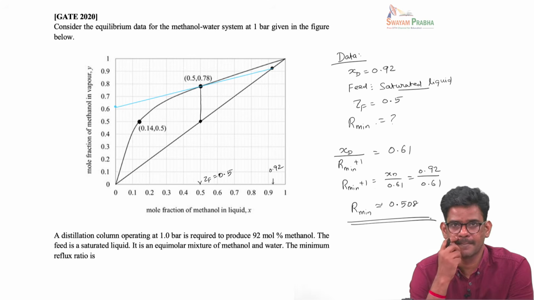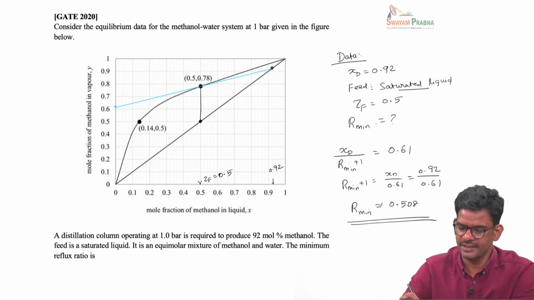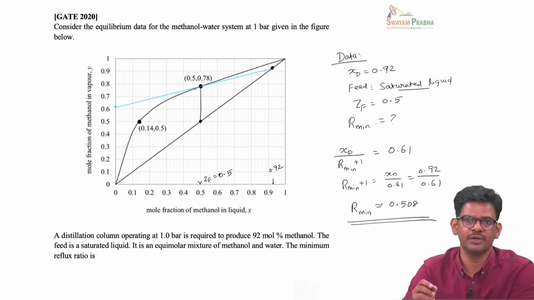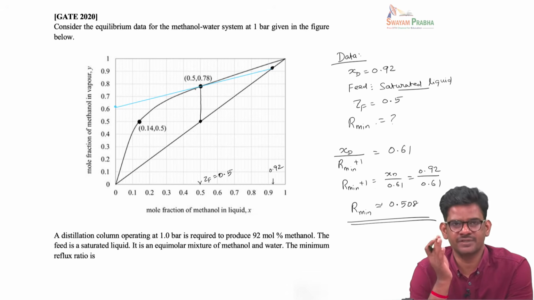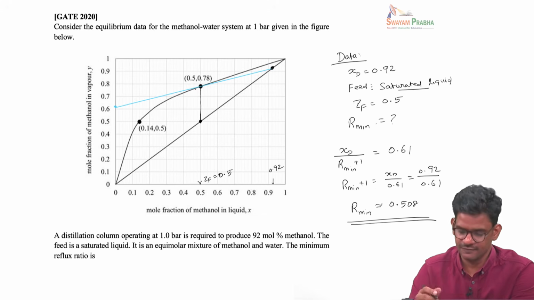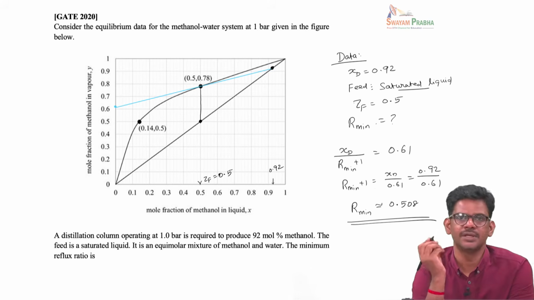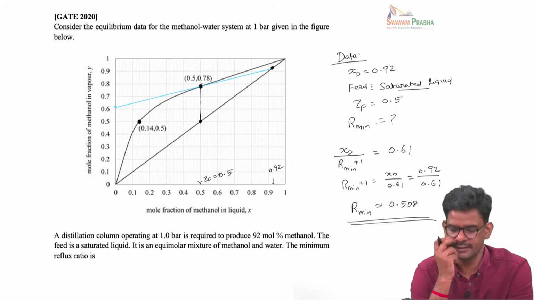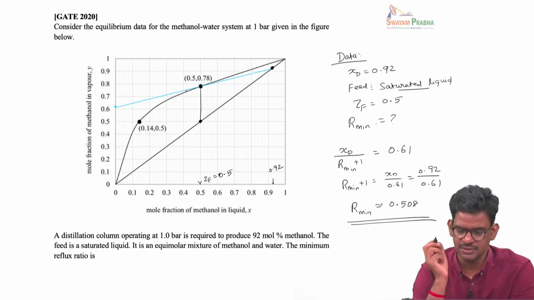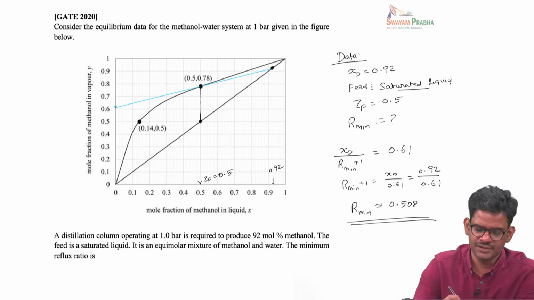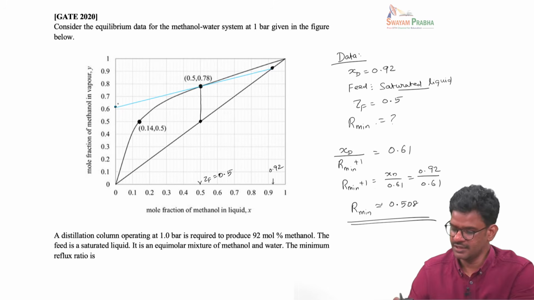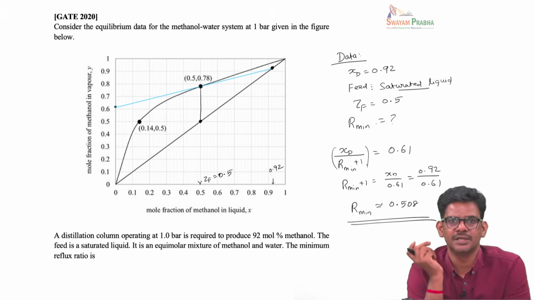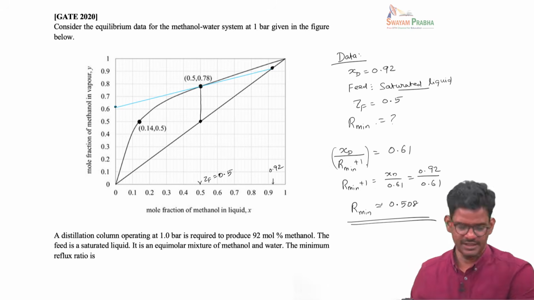operating line. So, the way we did this was to find the XD on the 45-degree line, and then we identified the Q line because the feed is saturated liquid. For saturated liquid, the Q line is a vertical line from XF to the equilibrium line. So, we identify the point of intersection at 0.5 and 0.78, and then we connect these two points, and then we find the intercept on the y axis, and we know that the intercept is related to the minimum reflux ratio, and from here we can get this.